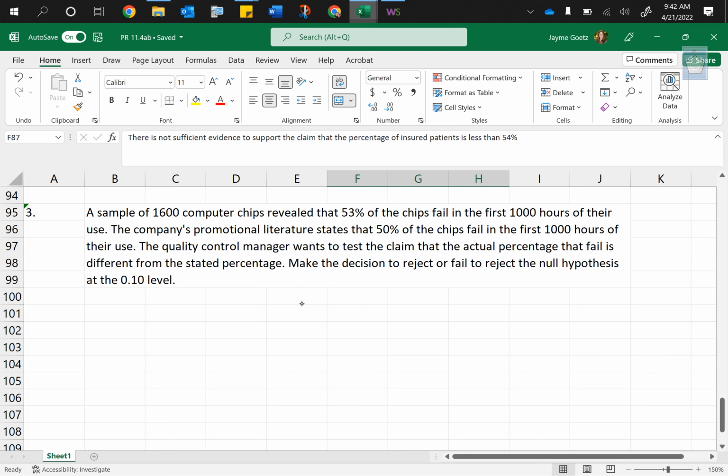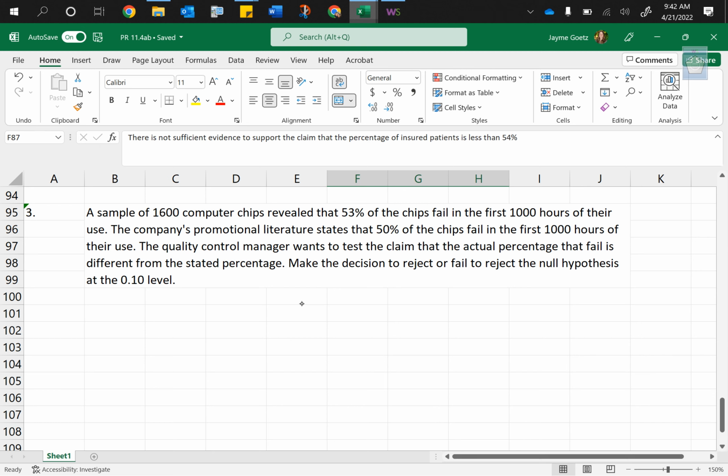A sample of 1,600 computer chips revealed that 53% of the chips fail in the first 1,000 hours of their use. The company's promotional literature states that 50% of the chips fail in the first 1,000 hours of their use. The quality control manager wants to test the claim that the actual percentage that fails is different from the stated percentage. Make the decision to reject or fail to reject the null hypothesis at the 0.10 level.